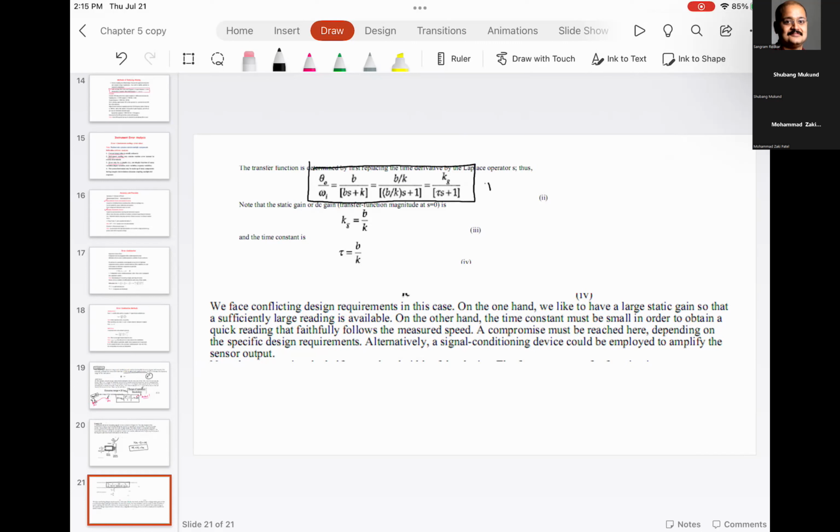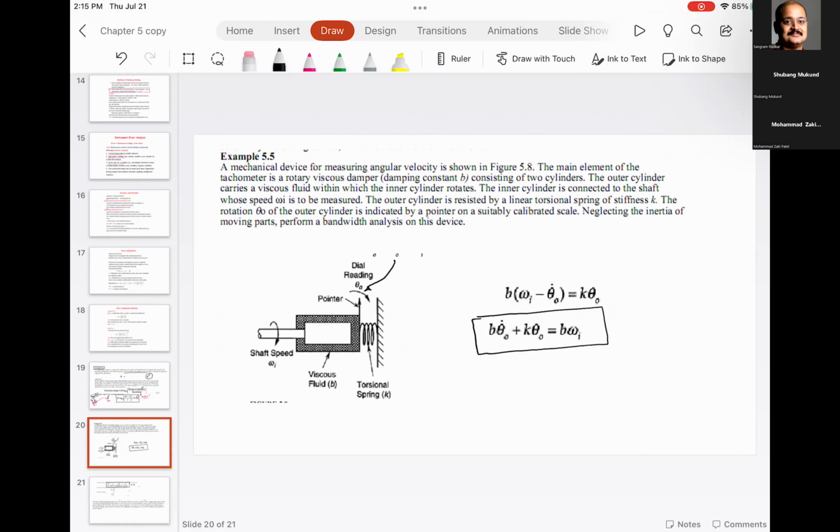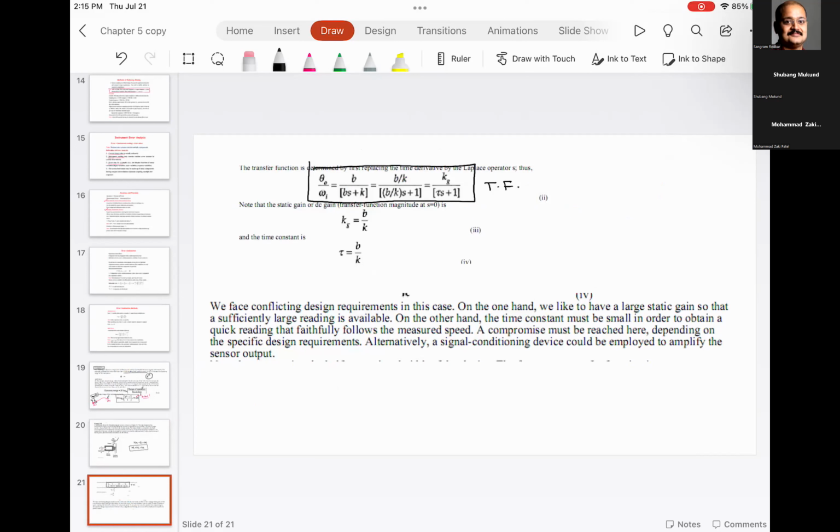So this is the transfer function of that instrument. This is the dynamical model of the instrument. This is the transfer function of the instrument. So I'm going to stop here for 15 minutes and then we will be back.